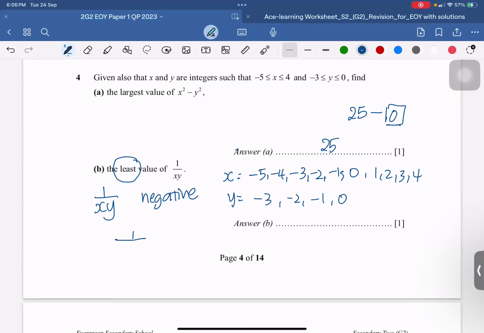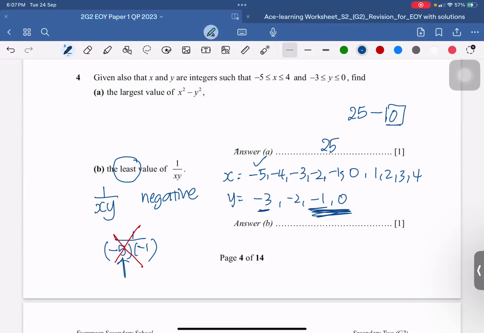Let me try. I take x to be -5. If I take x to be -5, my y must be a positive number, but y has no positive number except zero, and the denominator cannot be 0. I cannot have a fraction 1 over 0. So in this case, can I choose x to be -5 and y to be 0? Cannot, right? I also cannot put -5 with -1 because it will become positive. So this case is out. Okay, I try my next combination. What can I try then if my y is already a negative number?